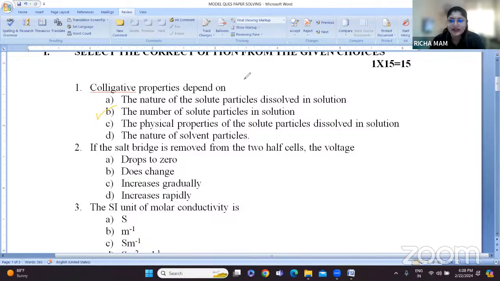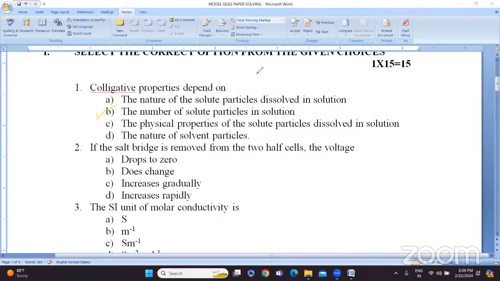Moving forward, next question. If the salt bridge is removed from the two half cells, the voltage: A, drops to 0; B, does not change; C, increases gradually; and D, increases rapidly. Yes, what is the answer, students?